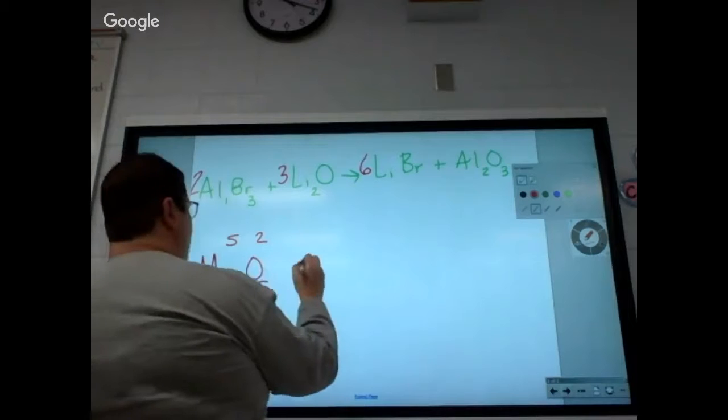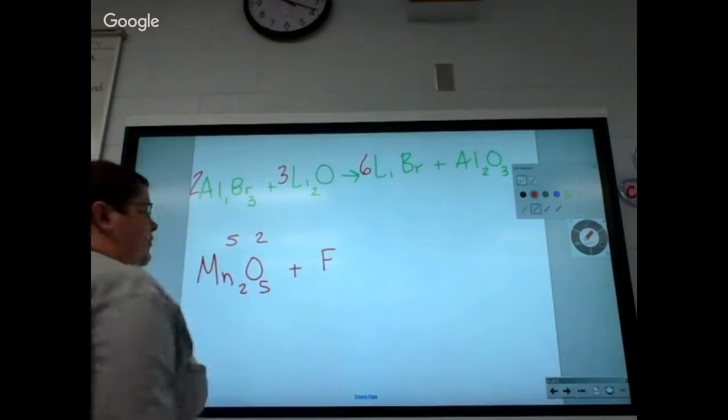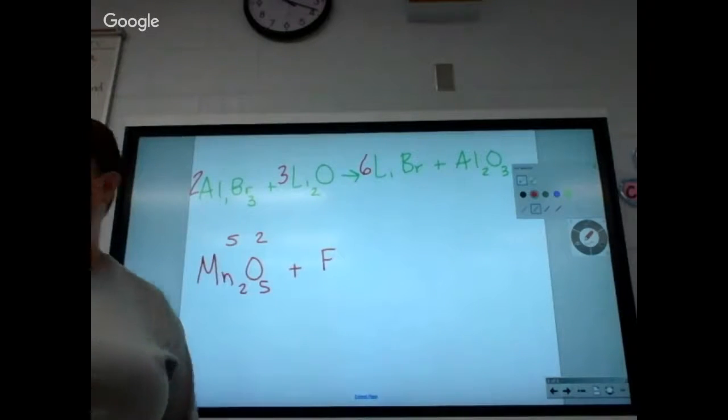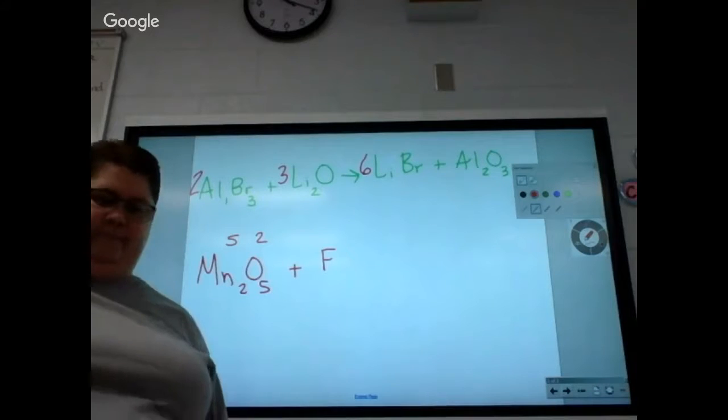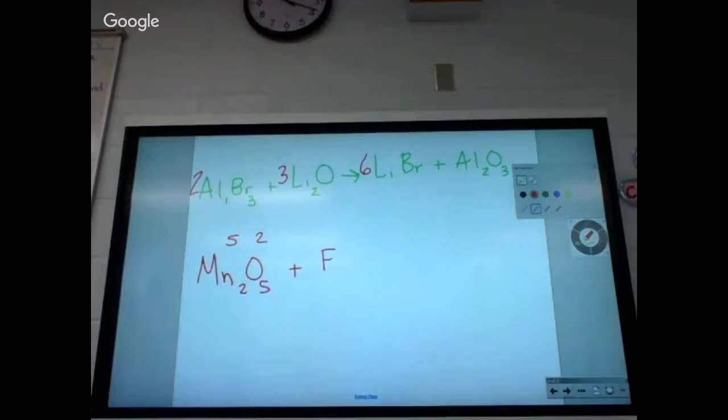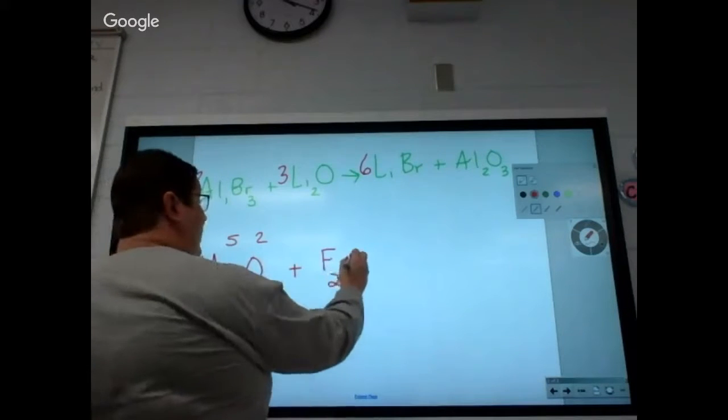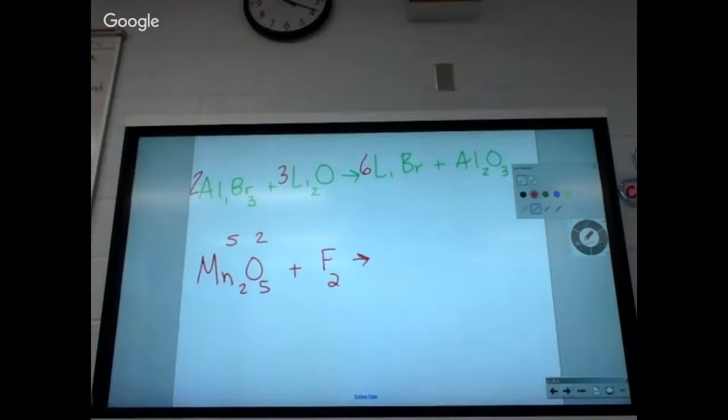Plus, what did I say, fluorine? All right, fluorine's the first element you've seen. What do we do anytime it's an element? We ask ourselves if it needs a 2. Is it one of the 7? Yes, that's why it gets a 2. Not all elements get a 2 if they're by themselves. They have to be one of the 7 diatomics.